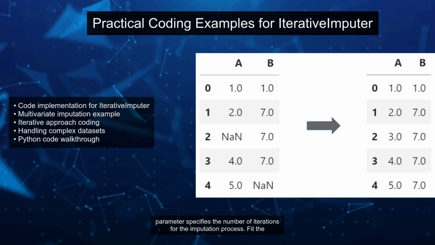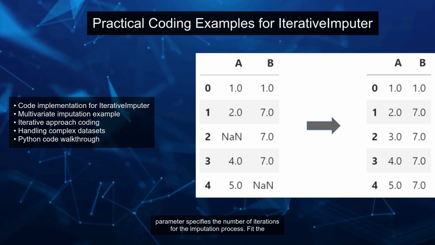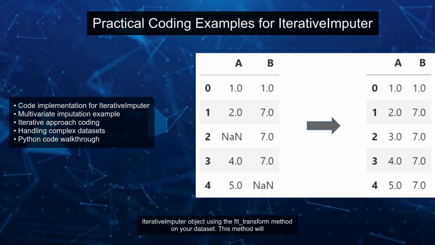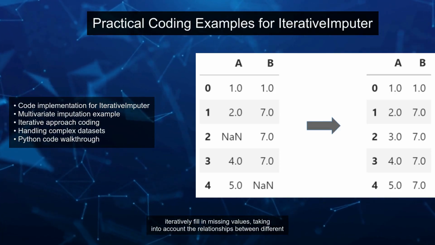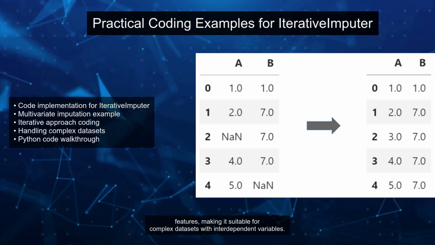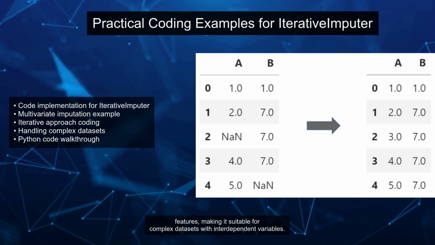The max_iter parameter specifies the number of iterations for the imputation process. Fit the IterativeImputer object using the fit_transform method on your dataset. This method will iteratively fill in missing values, taking into account the relationships between different features, making it suitable for complex datasets with interdependent variables.